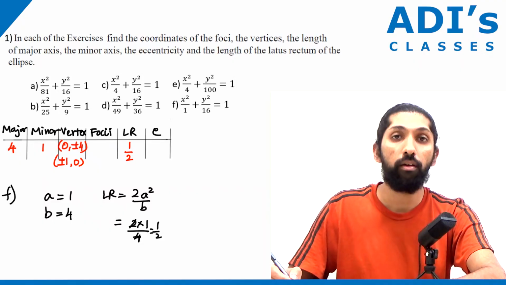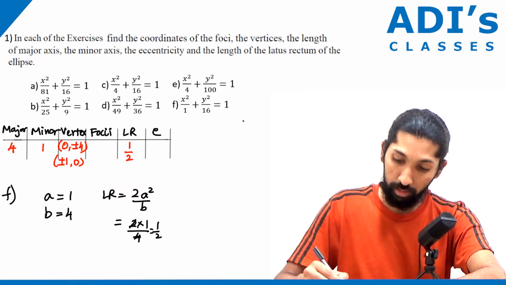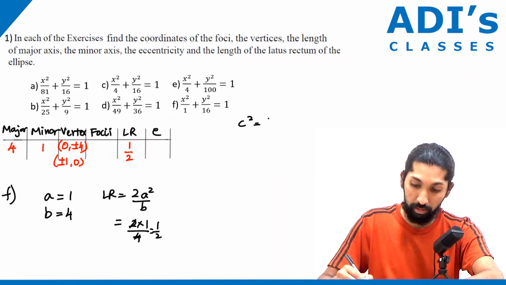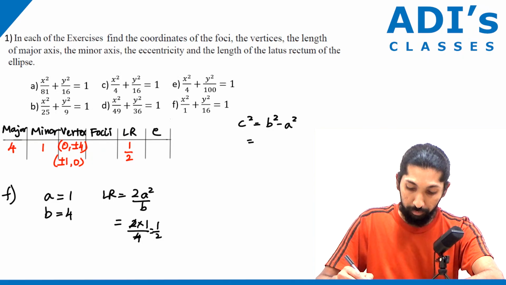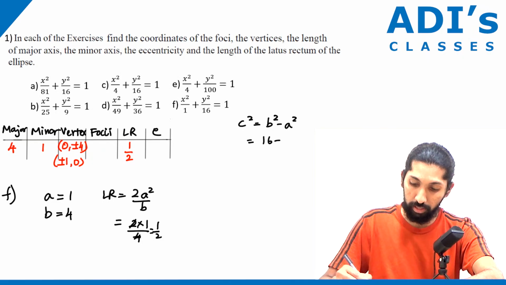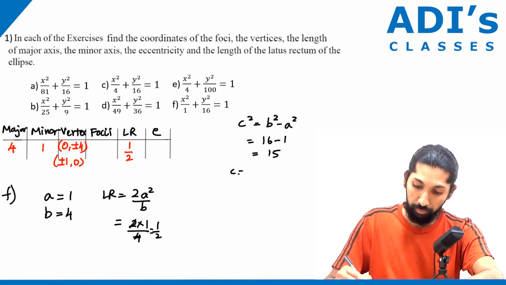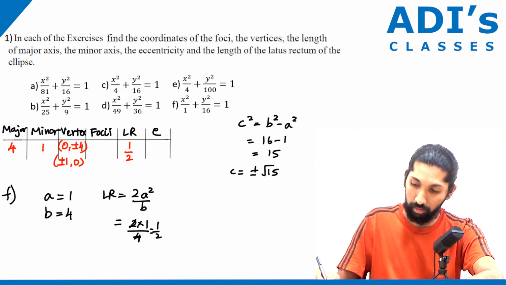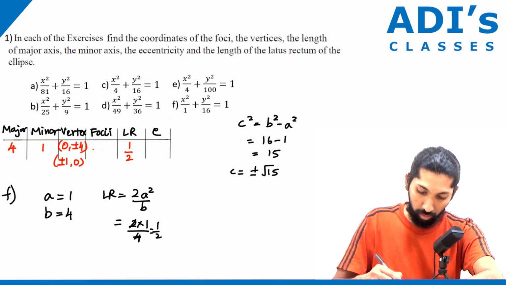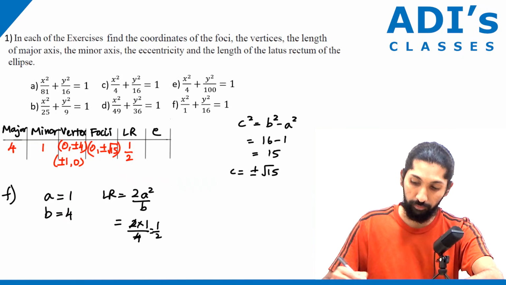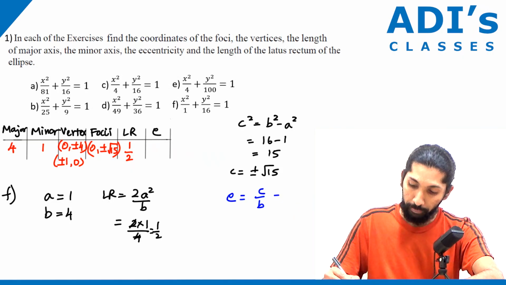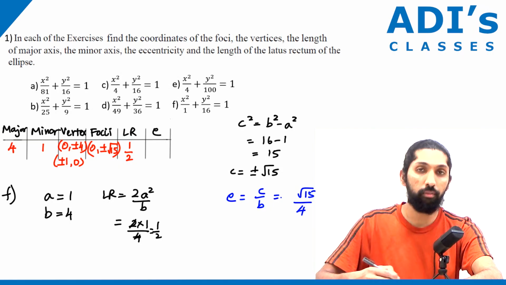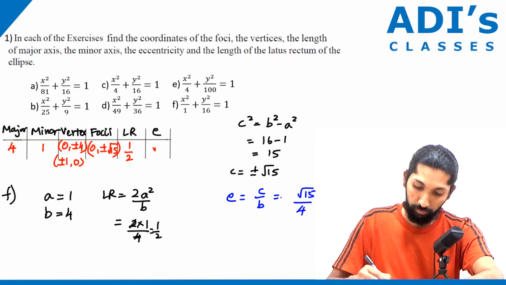Next is foci. C square is equal to b square minus a square. B square is 16 minus 1 is 15. So C is plus or minus root 15. So foci is 0 comma plus or minus root 15. Then finally eccentricity E. C by B, root 15 divided by 4. I think you won't be able to simplify it. So make it as root 15 by 4. So this is the value.